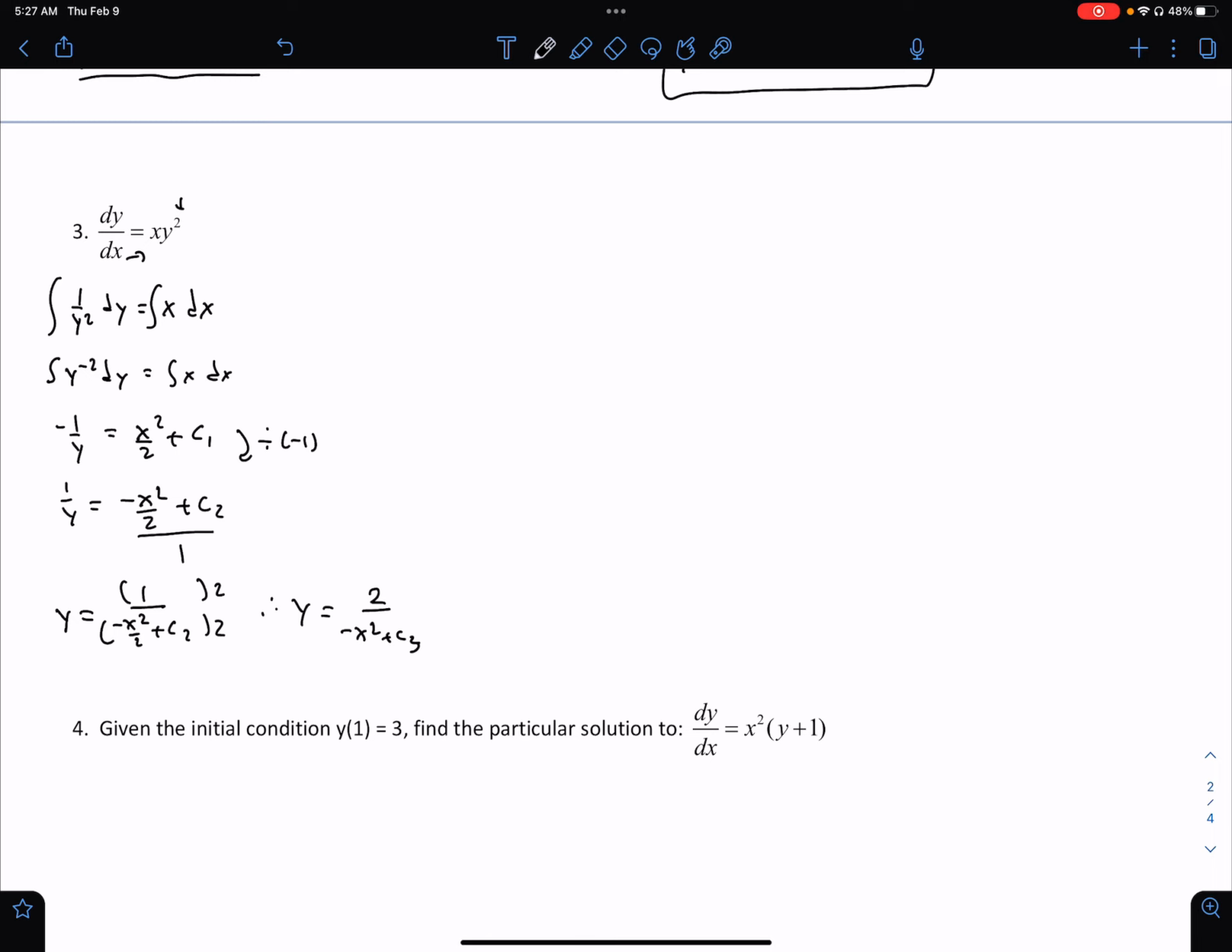And if you forget the subscripts, don't worry. All you got to do is remember, if I multiply c2 times a constant, that's just going to equal another constant is really what's going on there. And there is our answer.